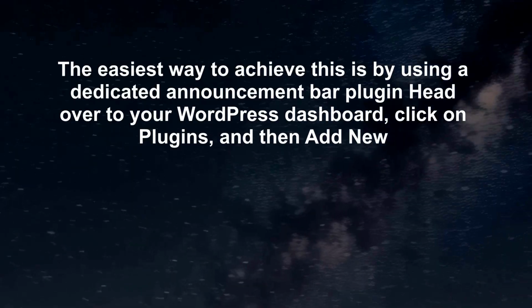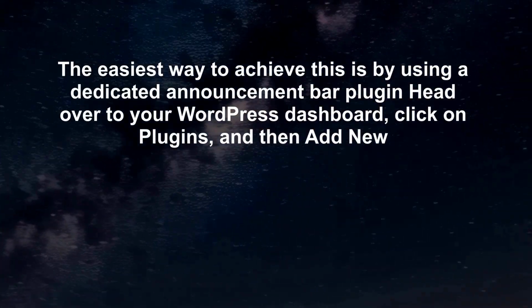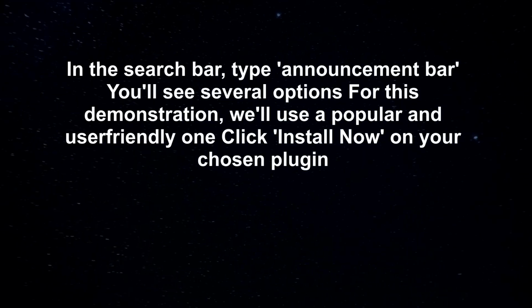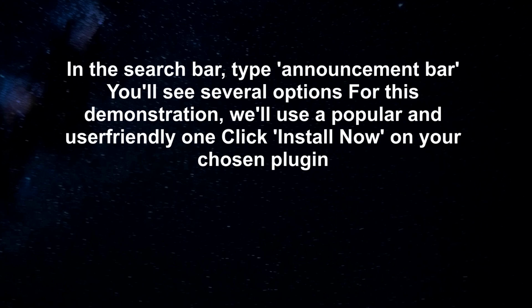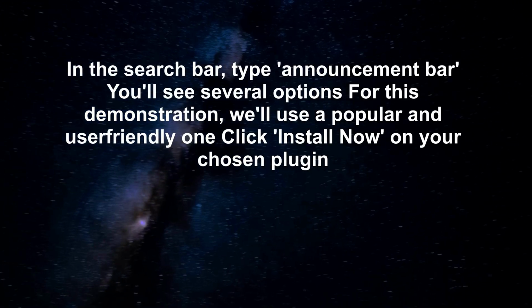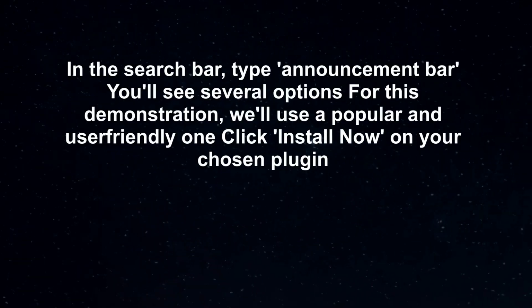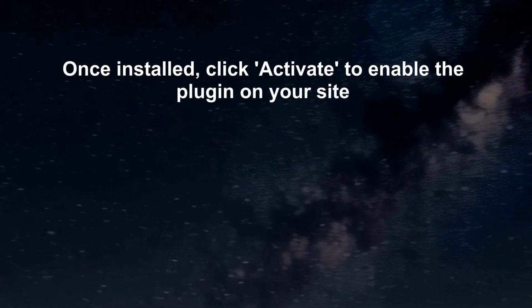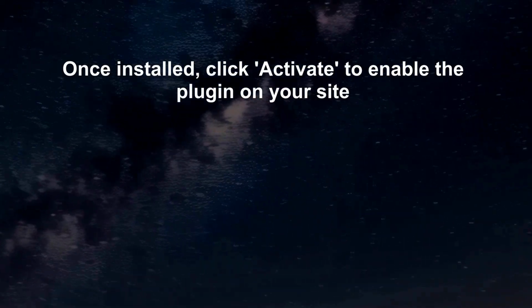Head over to your WordPress dashboard, click on Plugins, and then Add New. In the search bar, type Announcement Bar. You'll see several options. For this demonstration, we'll use a popular and user-friendly one. Click Install Now on your chosen plugin. Once installed, click Activate to enable the plugin on your site.